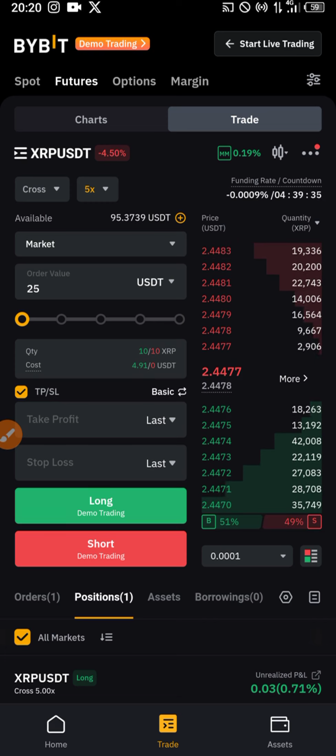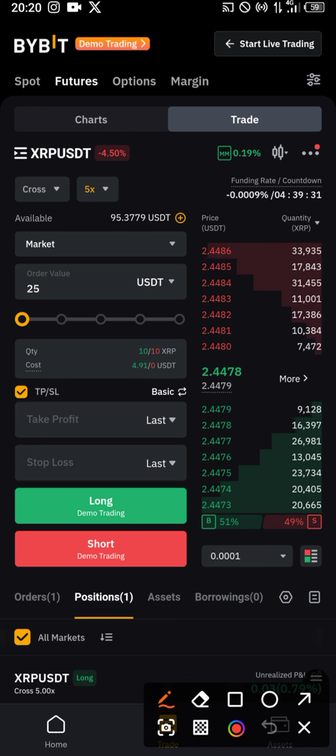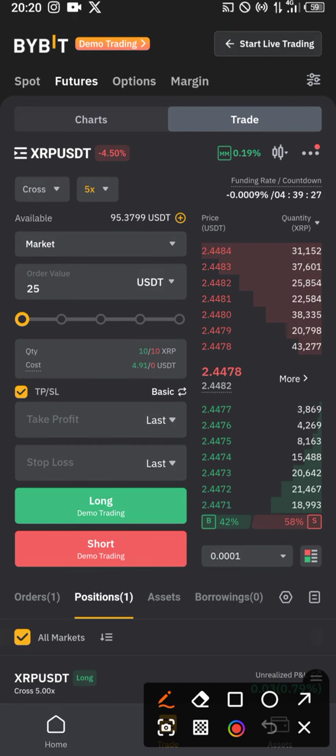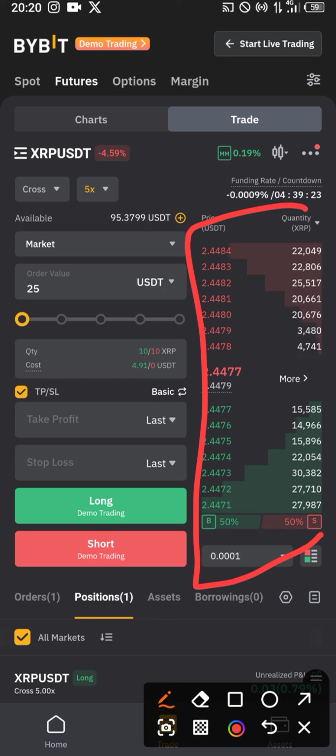Now let's use Ripple and BTC for instance. You can see we have our order book right here. You can see how they are moving. They are moving in seconds, right?